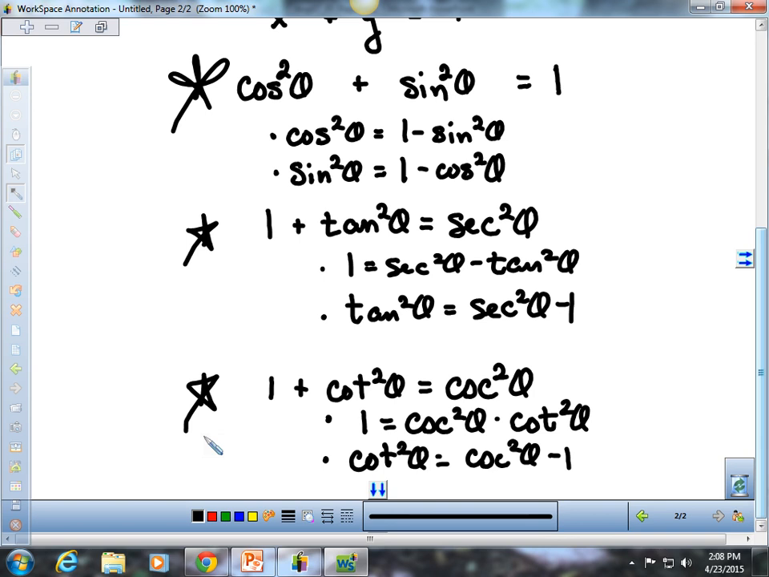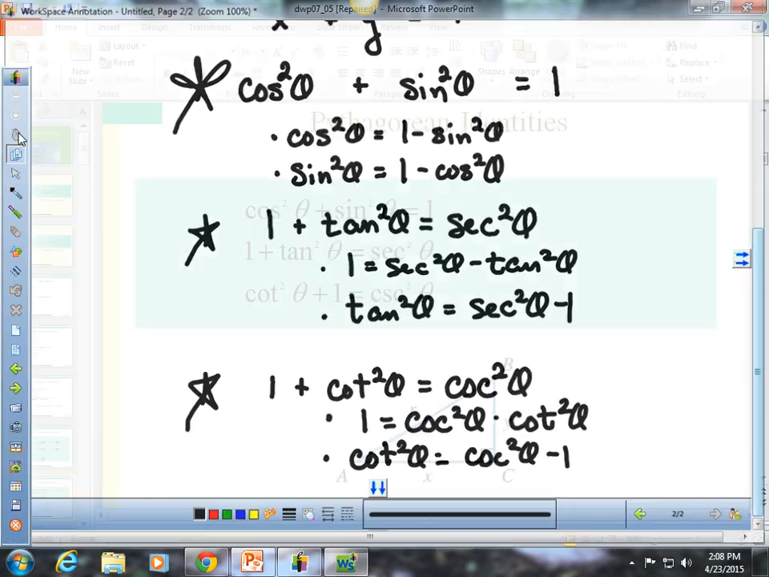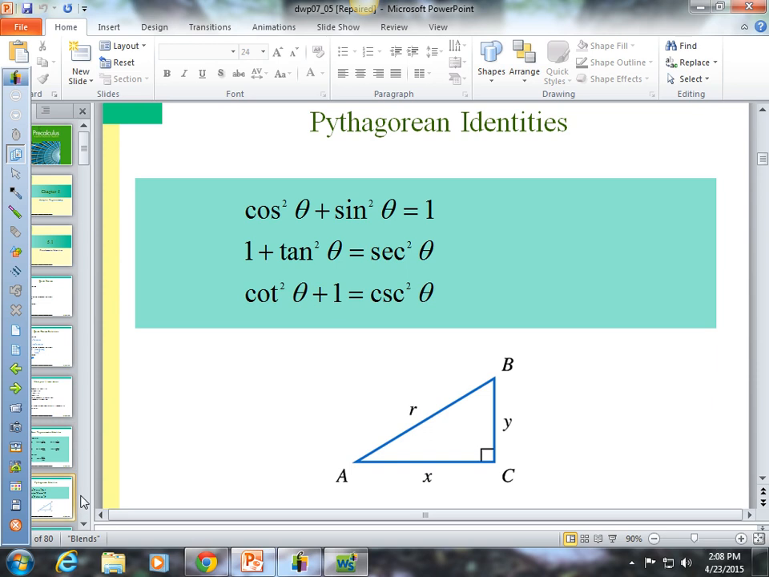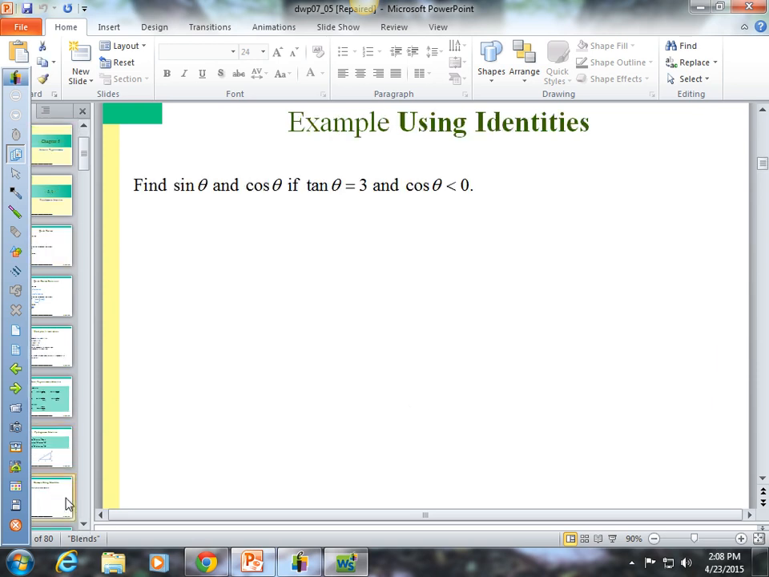1 plus tangent squared is secant squared. 1 plus cotangent squared is cosecant squared. And then I've got my alternate variations of them. Okay? Questions on that? Okay, again, make sure you know the 1. Knowing the 3 is nice, but definitely knowing the 1. Okay? So, this example, and then we're going to be back to the test.